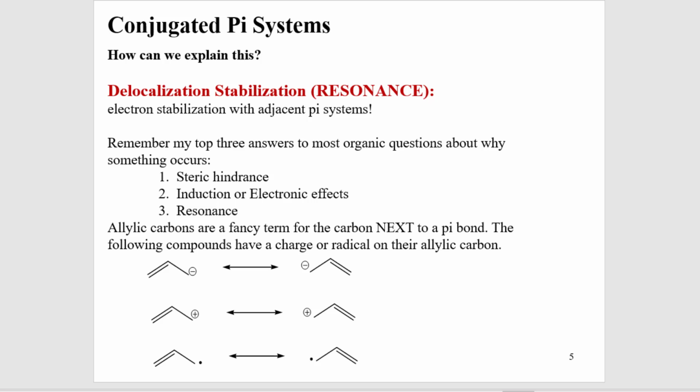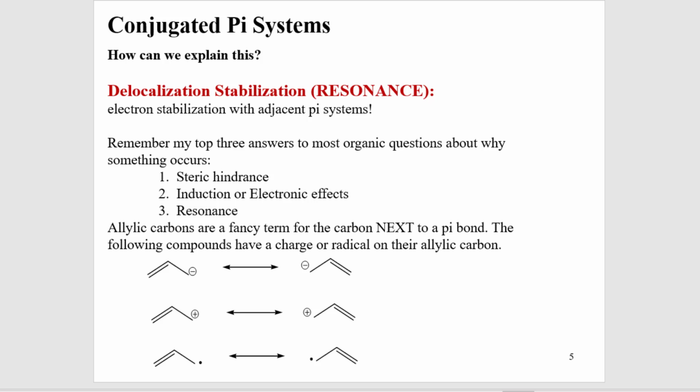So conjugated pi systems, how can we explain this? I've summed up what we just looked at down below. You can see that there's a radical, carbocation, and anion, and they're all conjugated systems. And what this means is when your charge is in a position allylic to the pi system, it is said to be conjugated. It can resonate.